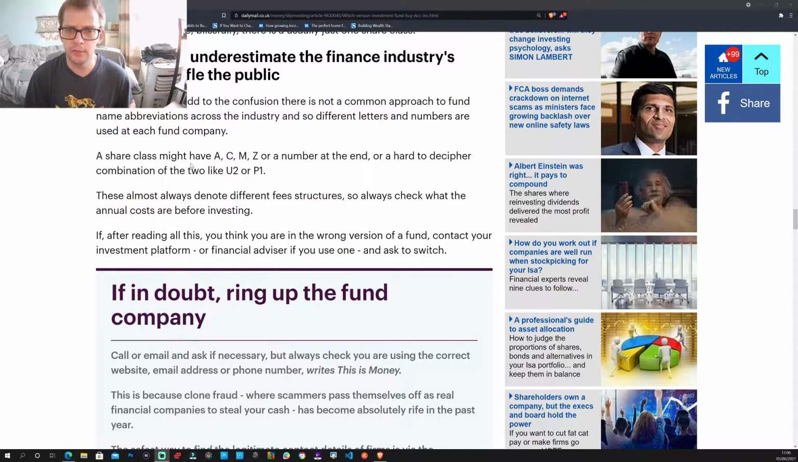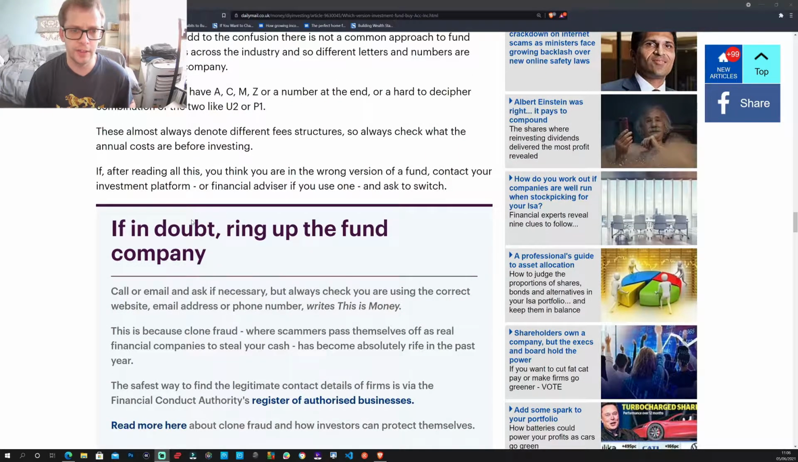So on a final note, to add to the confusion, there is not a common approach to fund name abbreviations across the industry, so there are different letters and numbers that are used at each fund company. A share class might have A, C, M and Z or a number at the end, or a hard-to-decipher combination like U2 or P1. These almost always denote different fee structures, so always check what the annual costs are before investing.